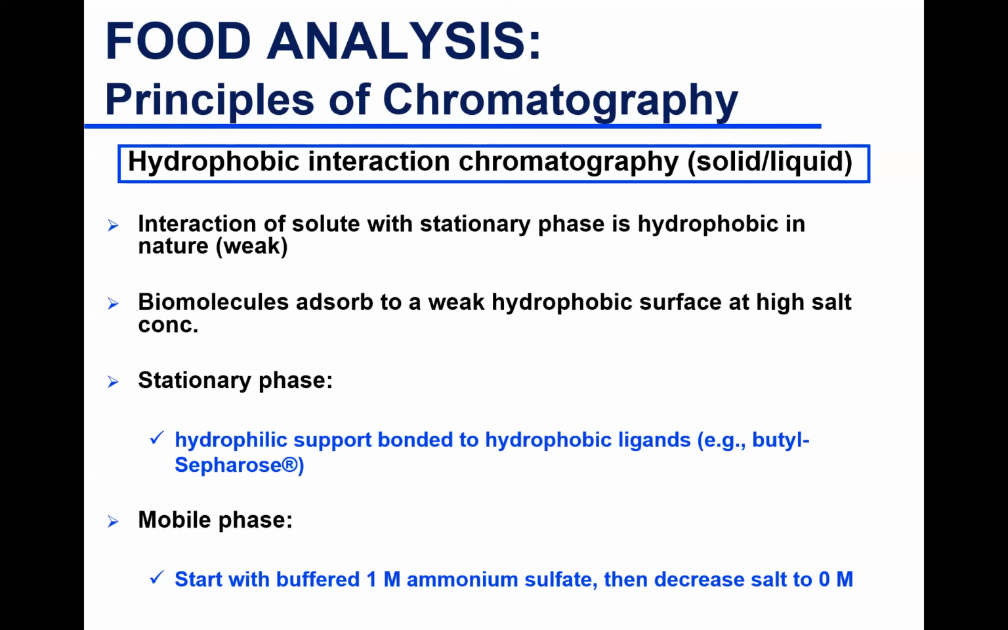So often your stationary phase is a hydrophilic support bonded to a hydrophobic ligand. A very common one that we use in the lab is butyl sepharose. It's a very common hydrophobic interaction chromatography stationary phase.